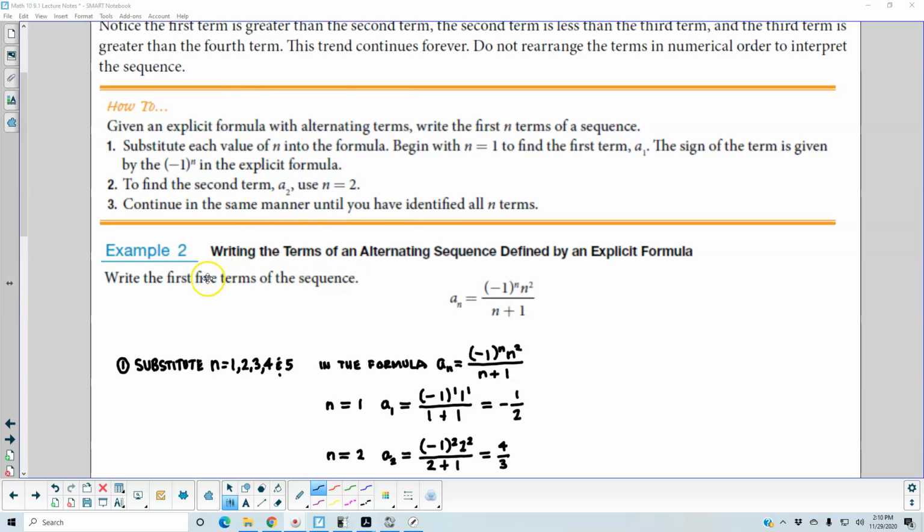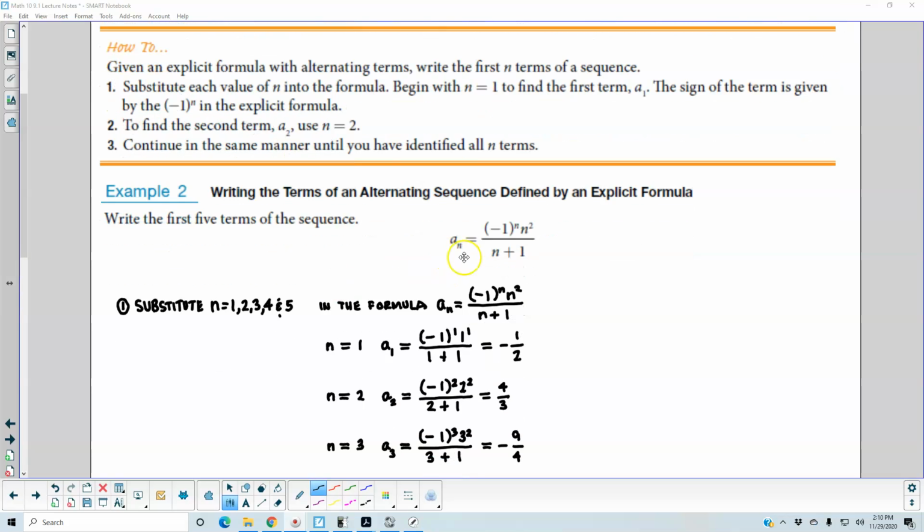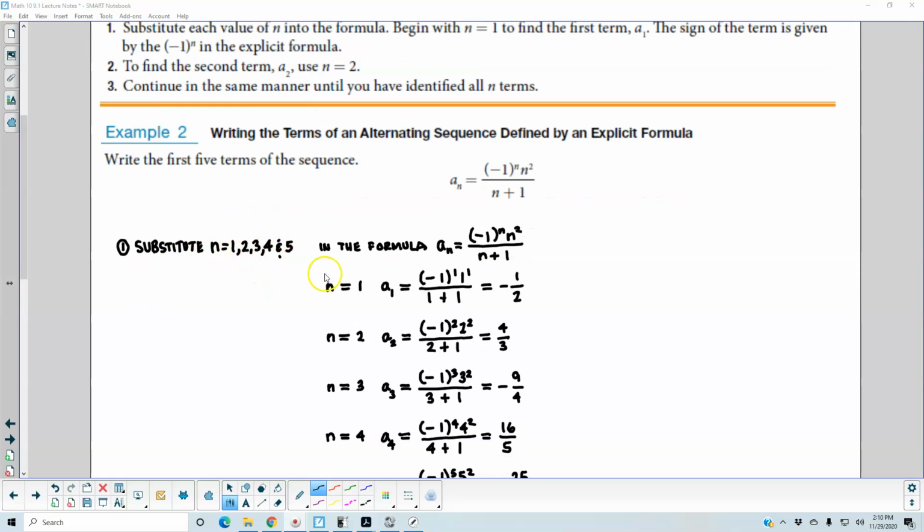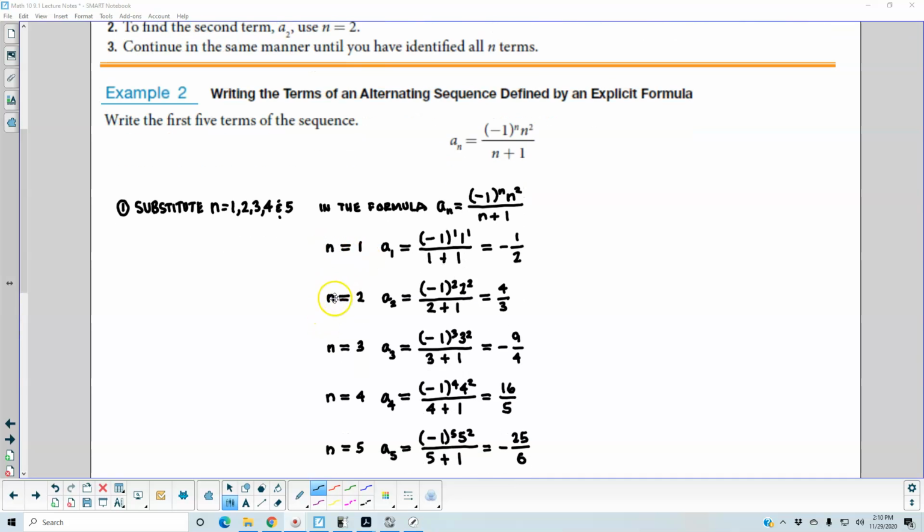So for example number 2, writing the terms of an alternating sequence defined by an explicit formula. We want to write the first 5 terms of the sequence, where a subscript n is equal to (-1) to the nth power times n squared over n plus 1. In step number 1, we're going to substitute n equal to 1 all the way through 5. You can see here we list n equal to 1, 2, 3, 4, and then 5. And we're going to plug it into the formula a subscript n, which is equal to (-1) to the nth power times n squared over n plus 1. So all the n's are going to change to the value we set n equal to.